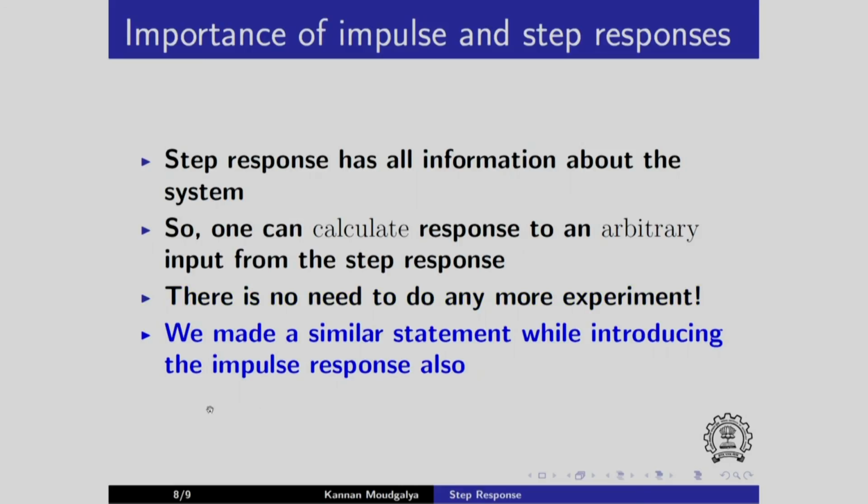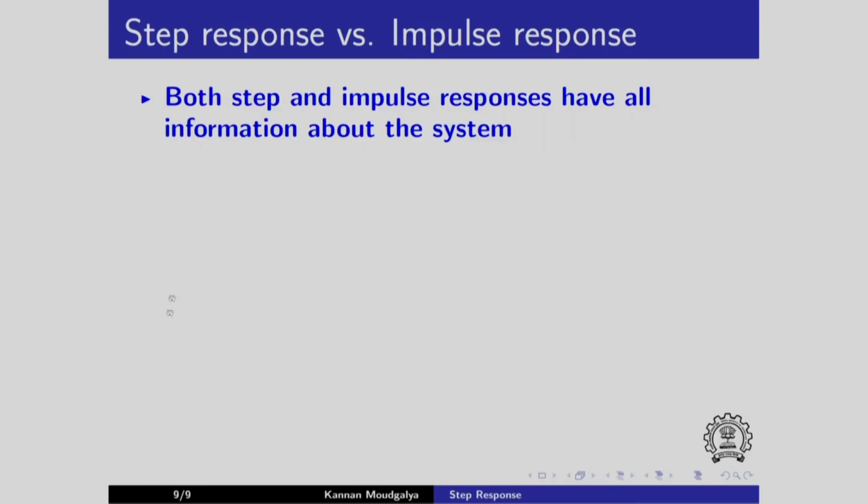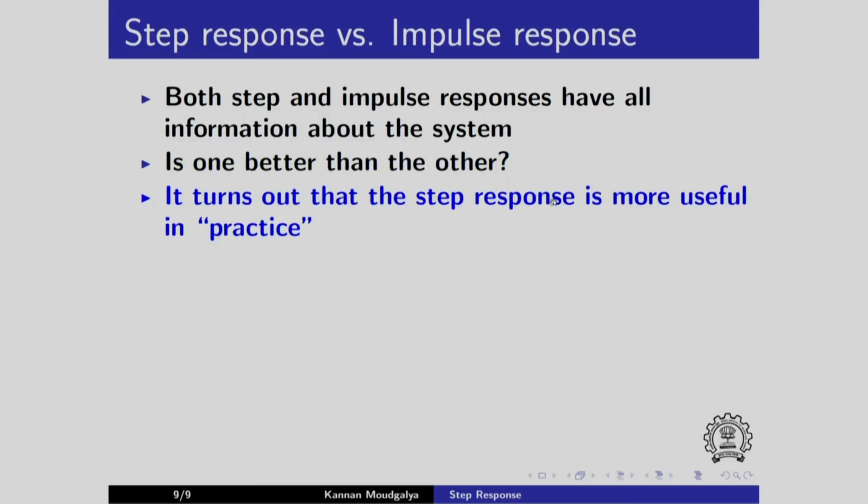So we made a similar statement while introducing the impulse response also. We considered step response, we considered impulse response. In fact, we derived both of them. Both of them have all information about the system. Is any one better than the other? It turns out that the step response is more useful in practice.